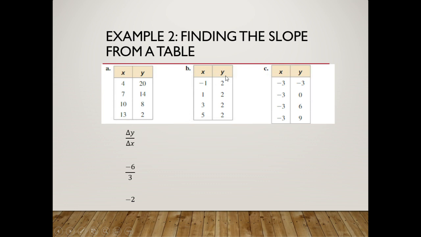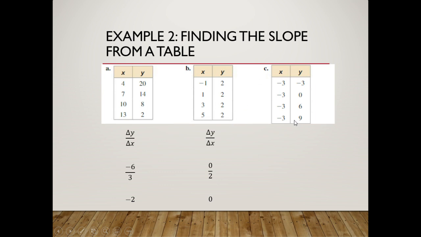For B, just look at y, so going from 2 to 2, so the change in y is 0. X goes from negative 1 to positive 1, so that would be forward 2. So the change in y was 0, the change in x was 2. 0 divided by 2 is 0. So this has a slope of 0. Notice what created that slope of 0. The fact that y was always the same number, that there was no rise.